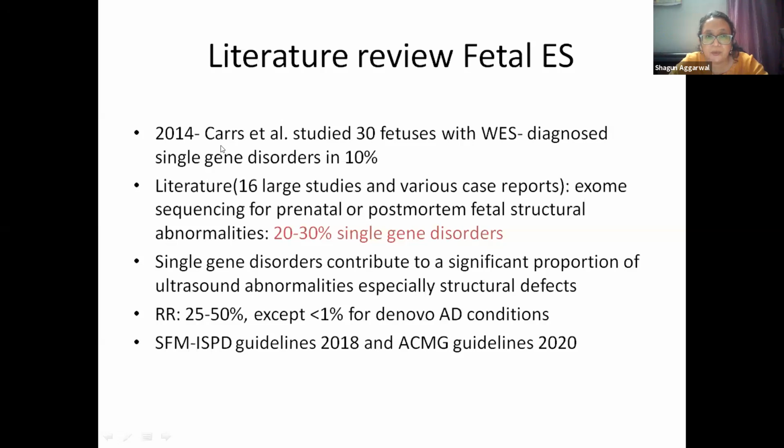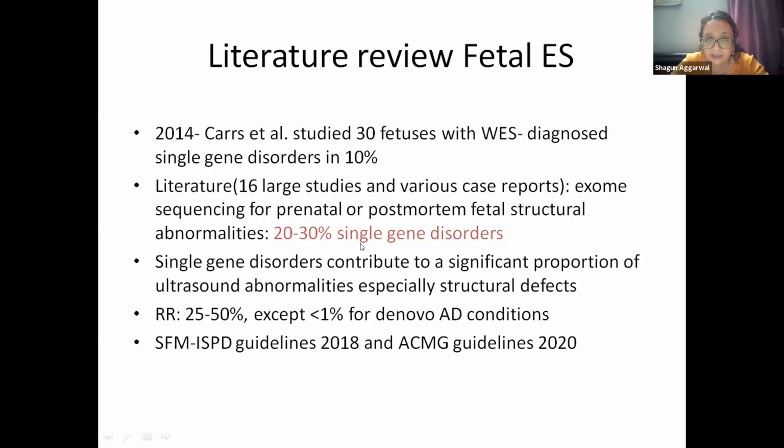This was the first report by Kars et al. And they found that in 30 babies where they did whole exome sequencing, 10% of them had a single gene disorder. And at present, if we look at literature, there are at least 16 large studies and various case reports. And overall, they show that whenever we have fetal structural abnormalities, either detected prenatally or at the time of autopsy, at least 20 to 30% of such fetuses have a single gene disorder.